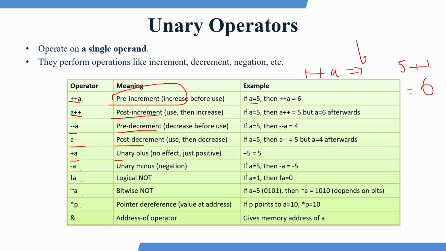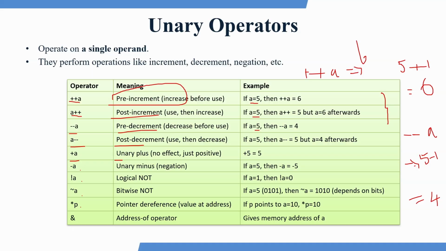Post increment also works similarly, with a little difference that we will see later. Similarly decrement means it will decrease the value by 1. For example, if I mention --a, it will take the value in a and decrease it by 1, so you will get the result 4.